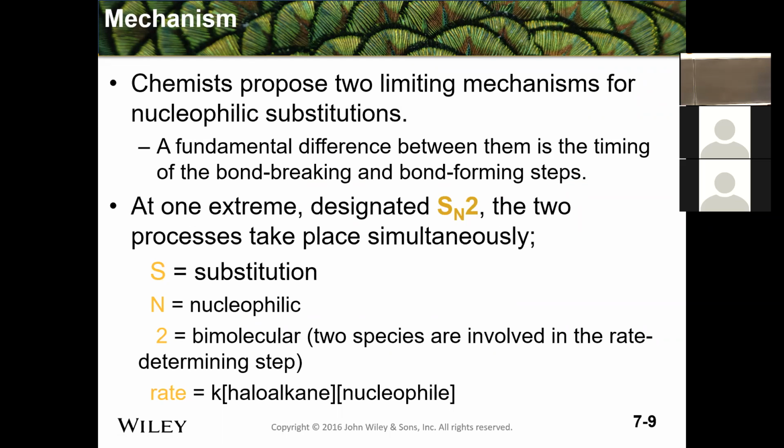We looked at two variations of the nucleophilic substitution reaction. They were called the SN2 and the SN1. S stands for substitution. N stands for nucleophilic, and 2 means it's bimolecular. There's two molecules involved in the transition state. Turns out it's also second order kinetically.